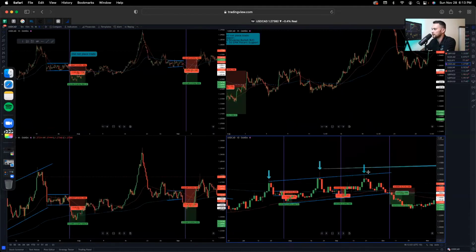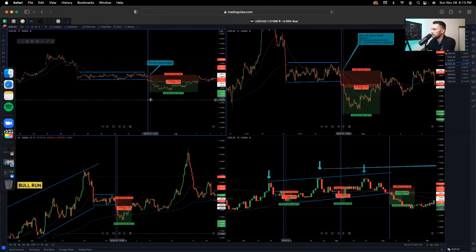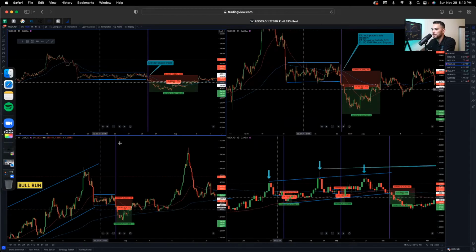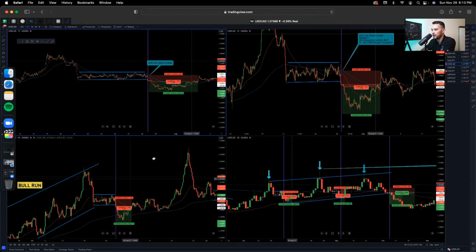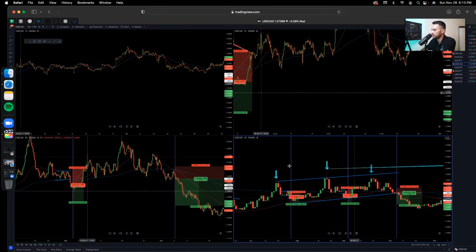So I want to break it down a little bit. We have a 15-minute on the top left, the 1 hour on the top right. Bottom left, we have a 4 hour. And on the bottom right is our daily time frame. So we're going to start with this first position here.